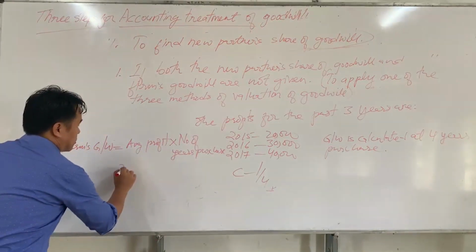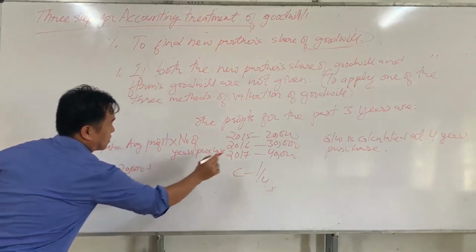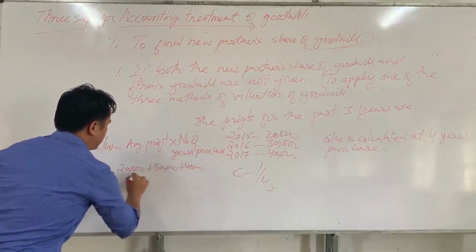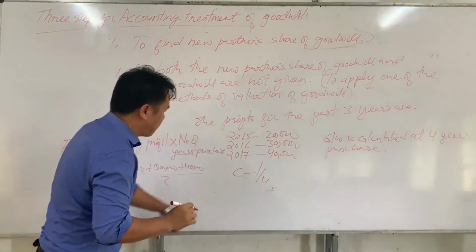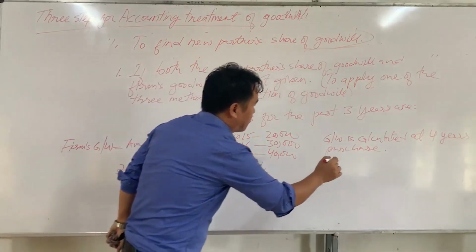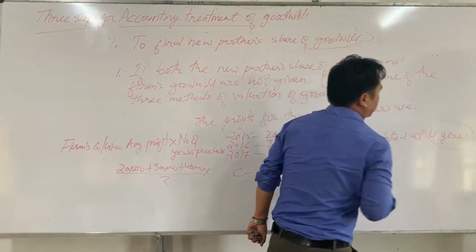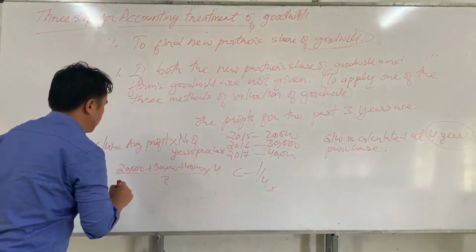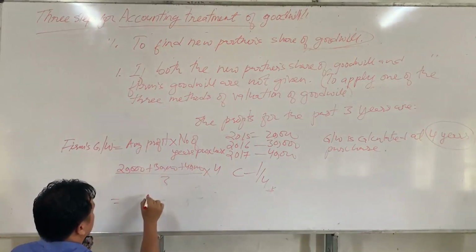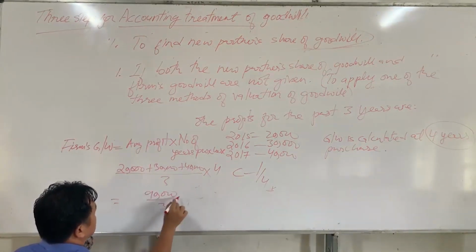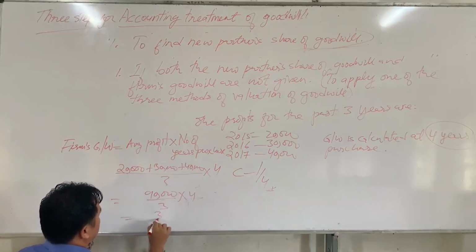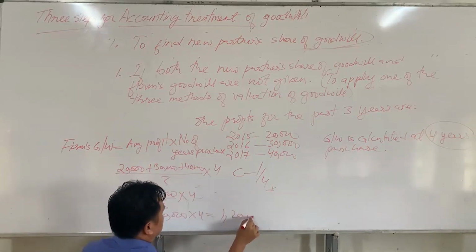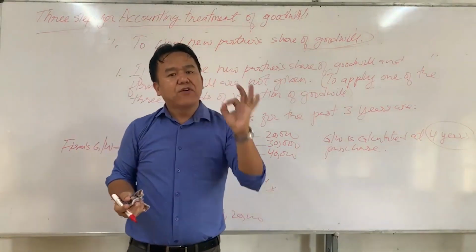Okay, so what is the average profit of the past 3 years? 20,000, 30,000, and the last one is 40,000, and it should be divided by 3 since we have 3 years' profit, and multiplied by the number of years purchase, which we have assumed is 4. So 90,000 divided by 3 multiplied by 4, which is 30,000 multiplied by 4, is equal to 1,20,000. So 1,20,000 is the firm's goodwill.